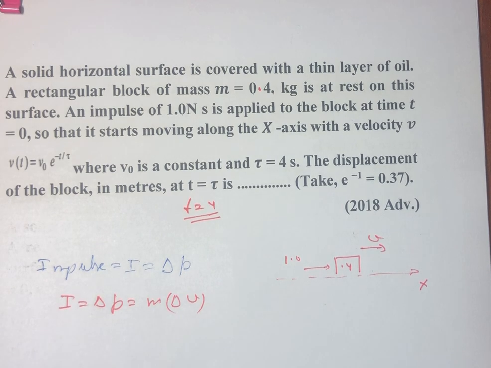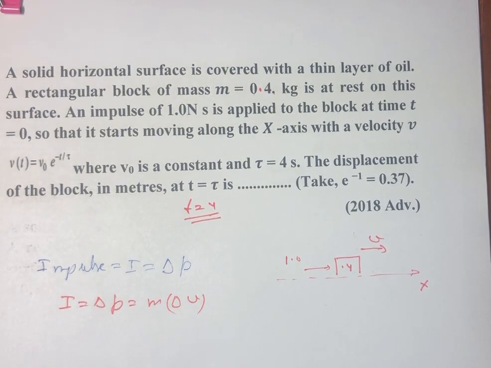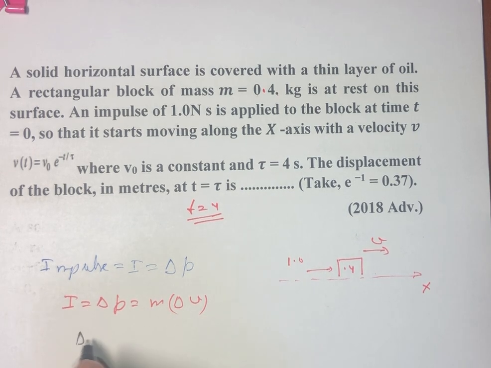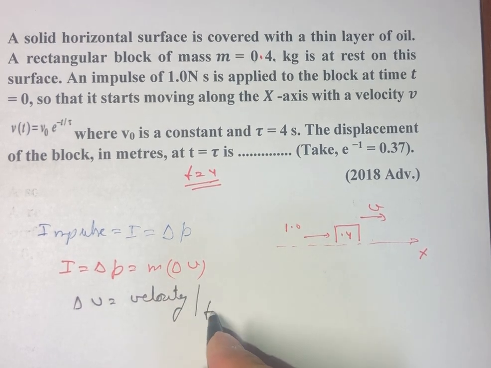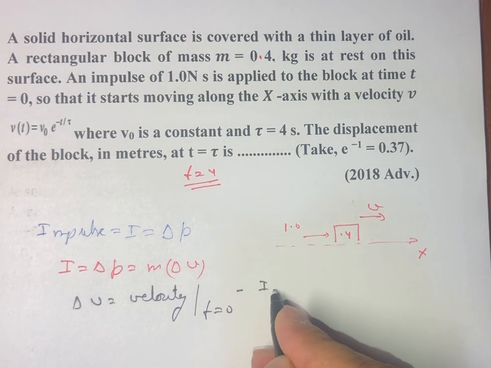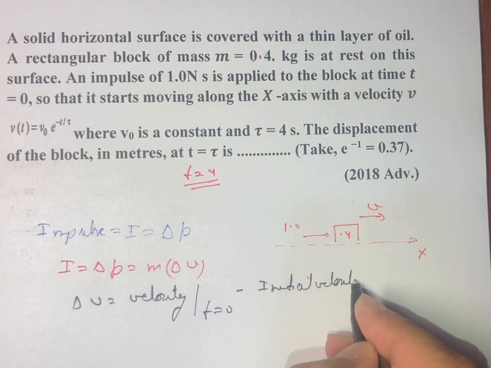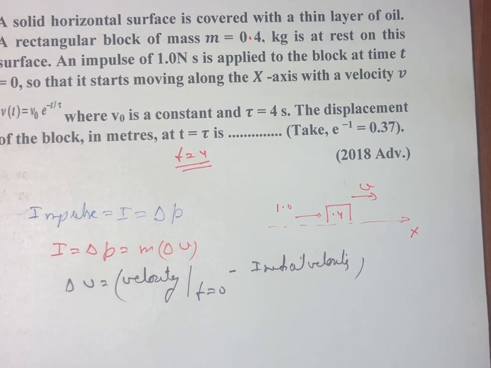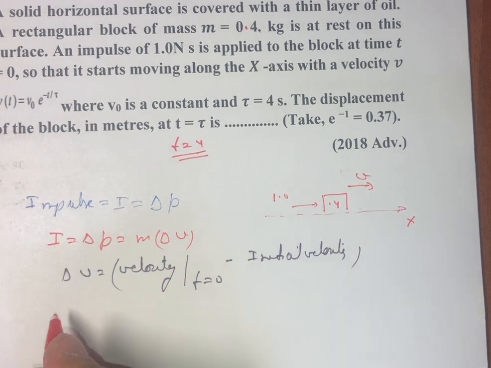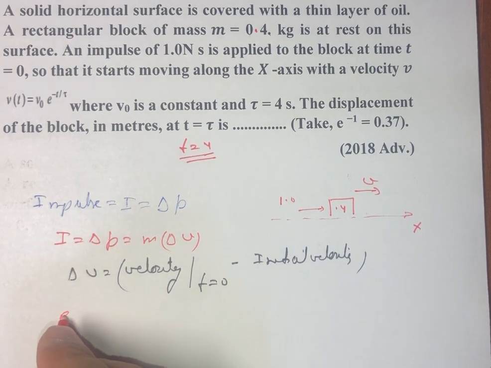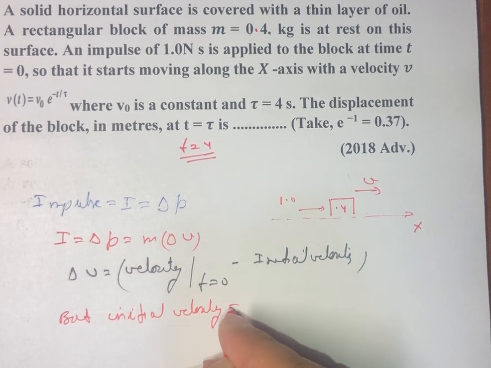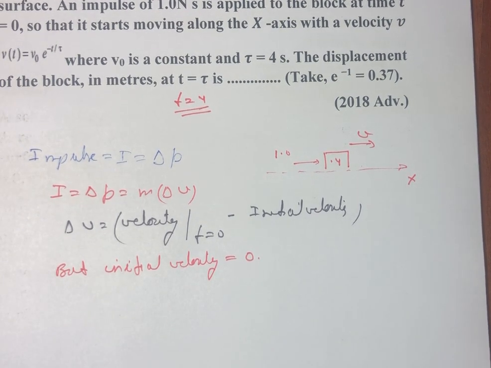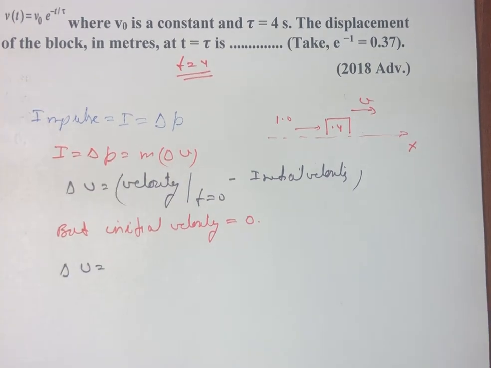Now we can find the value of delta v. Delta v is nothing but the velocity at t equal to 0 minus the initial velocity. But the initial velocity is 0, therefore delta v is equal to the velocity at t equal to 0.